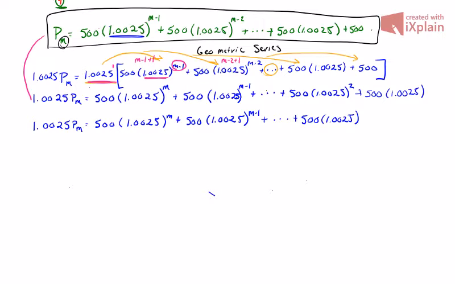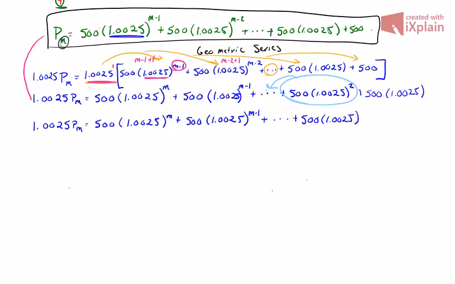So in case you're wondering, well, wait, what happened to the 500 times 1.0025 squared? I really just kind of moved it in here. It's still there, it's just hiding inside the ellipses. And you'll understand why I didn't want to necessarily put it in here as we go through.